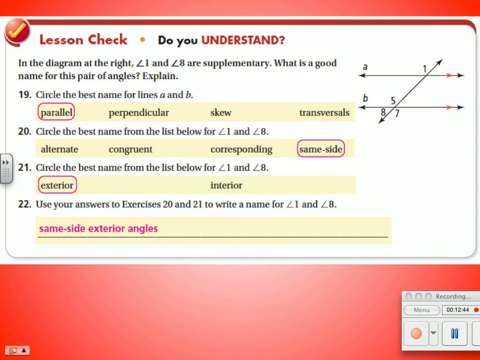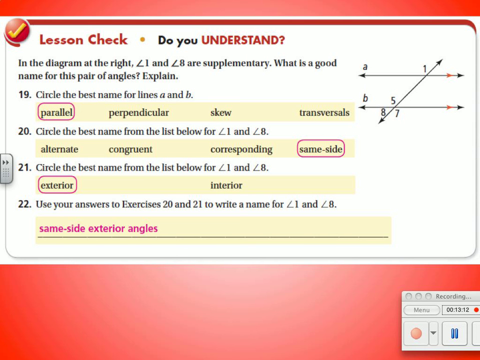So, continuing on. In the diagram at right, angle 1 and angle 8 are supplementary. What is a good name for the pair of angles? Explain. Circle the best name for lines A and B. A and B are parallel lines. Circle the best name from the list below for angle 1 and angle 8. They are on the same side of the transversal. So same side would be the appropriate selection.